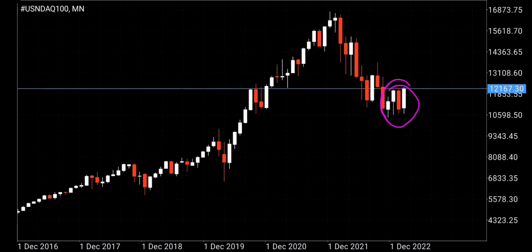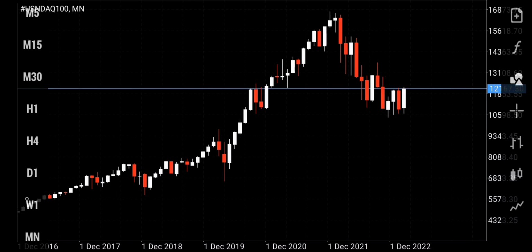So it's only a matter of time to say, are these bulls going to continue and break this, or are the bears going to push them down again? But until the bulls are on the other side of the trend line, we will say the structure still remains bearish. So that's how you should do things.